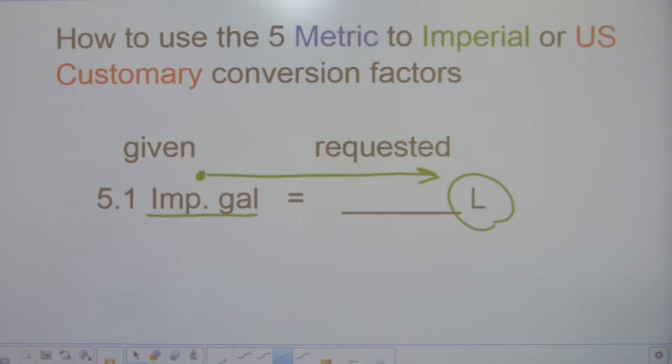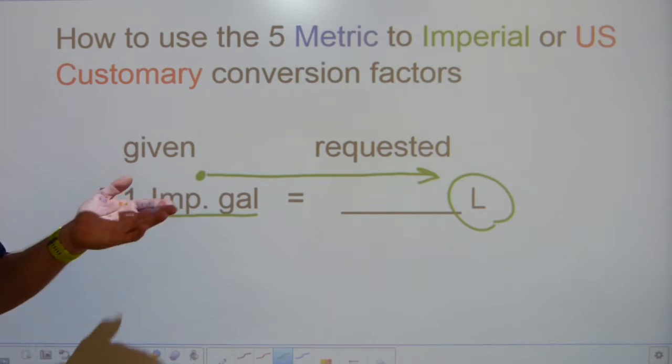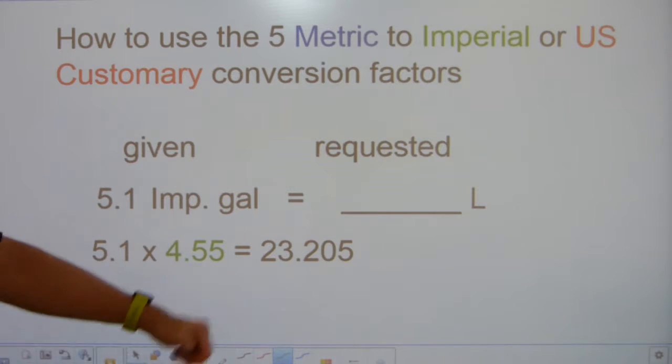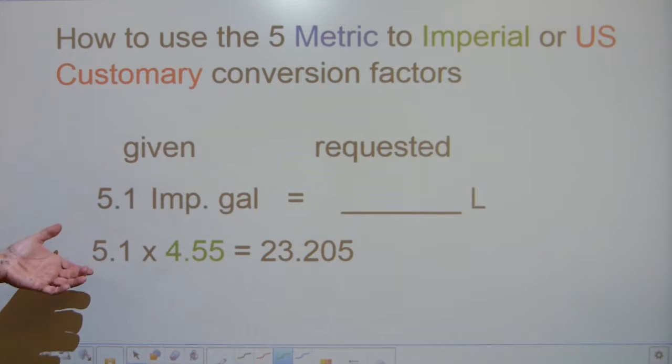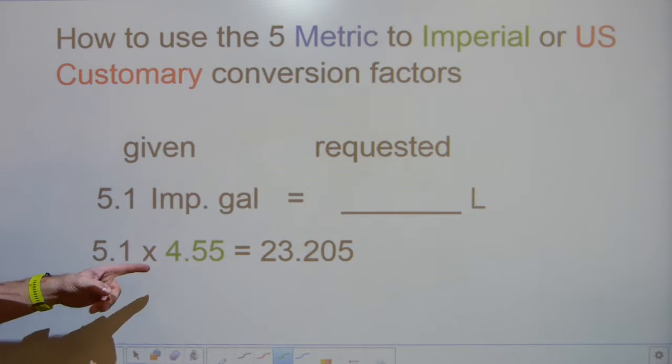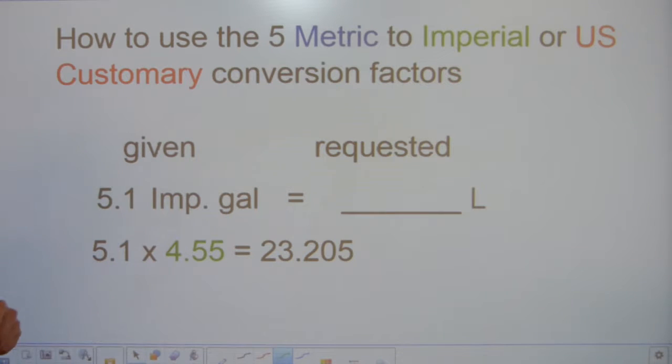This conversion is requesting that this 5.1 be converted to another quantity. Therefore, it is going to be a multiplicative use of the conversion factor 4.55. When you enter it in your calculator, this is what you enter: the original quantity multiplied by 4.55.